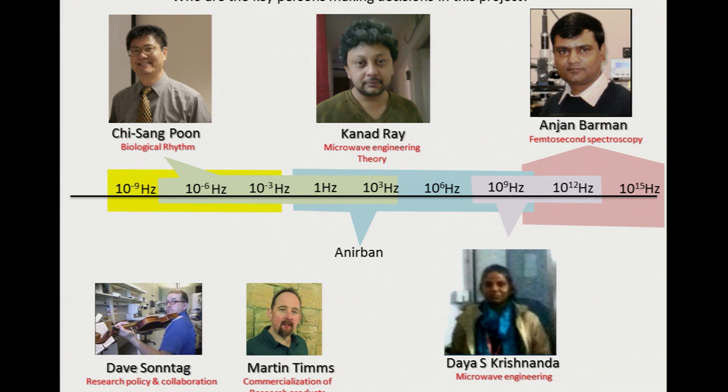So here are some of the people who are looking into different parts of it related to the project. Chi Sang Poon from MIT looks at very low frequencies and biological rhythms. I look at 10 to the minus 6 to 10 to the 3 hertz, kilohertz, and even up to megahertz. Daya Krishnanda, is she here? Oh, you are there. Okay, she looks from 10 to the 9 hertz, gigahertz, to the terahertz domain. And Anjan Burman looks at femtosecond spectroscopy and otherwise up to 10 to the 16 hertz. So we cover almost the entire frequency band.